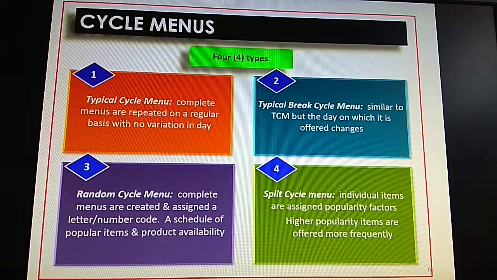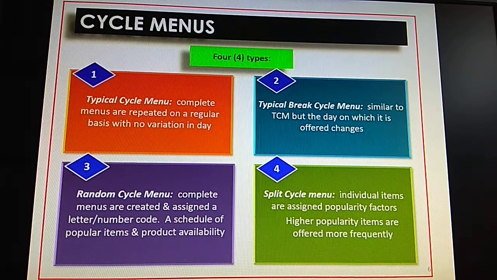There are 4 types of cycle menus. The first one would be the typical cycle menu. It is a complete menu. Complete means it has appetizer, soup, main course, and desserts. So complete menus are repeated on a regular basis with no variation in day. As an example, the menu that is offered on Sunday is only going to be repeated on Sunday the next week. So there's no variation in day.